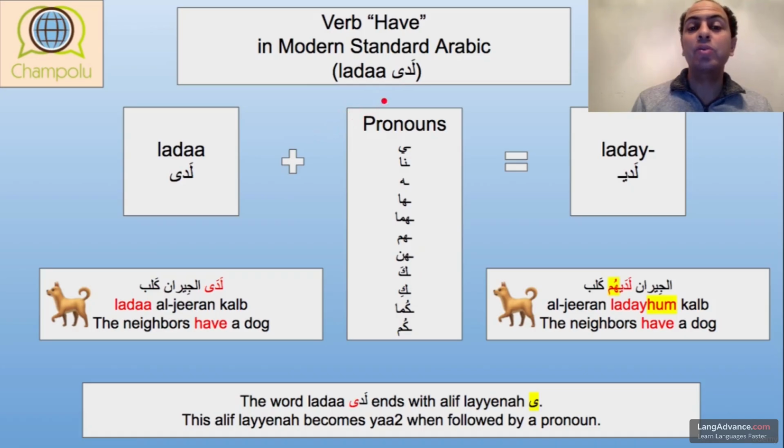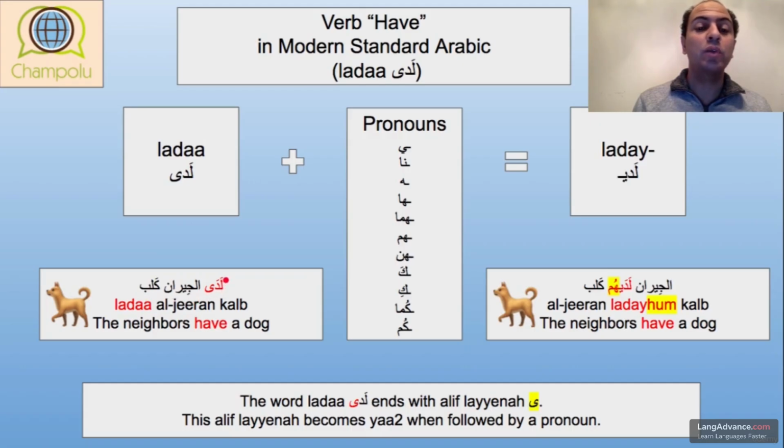And this appears only when a pronoun is attached to the end of it. So لدى, and the pronoun ha, for example, becomes لديها and so forth. We can see this in an example like this. For the sentence لدى الجيران كلب, the neighbors have a dog.